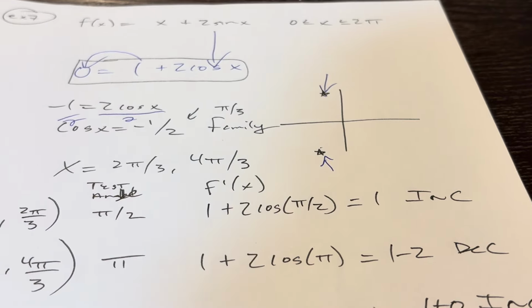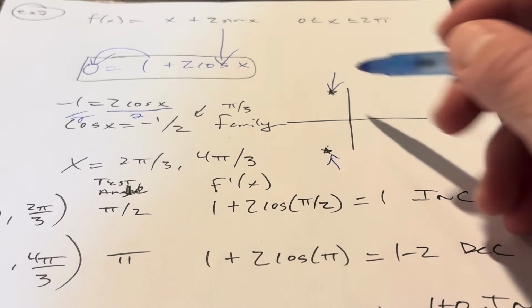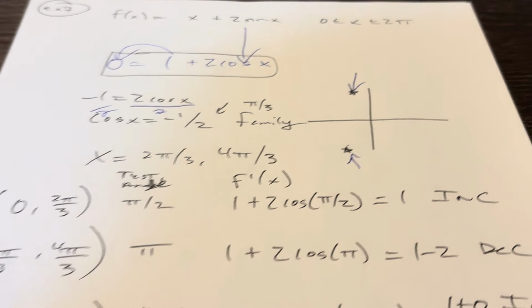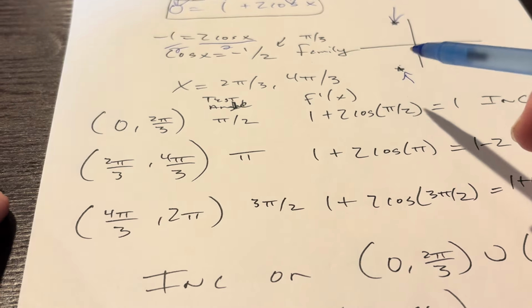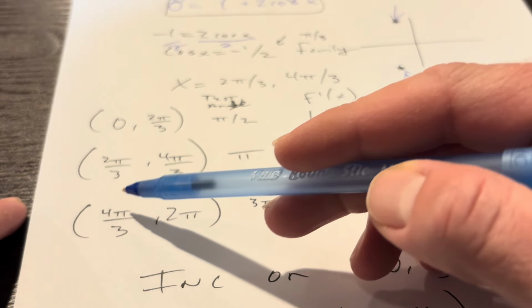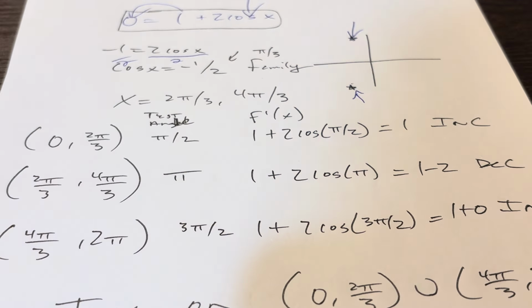2 pi thirds and 4 pi thirds. All right, and then there we go: 0 to 2 thirds pi, 2 thirds pi to 4 thirds pi, 4 thirds pi to 2 pi. Good test numbers there.